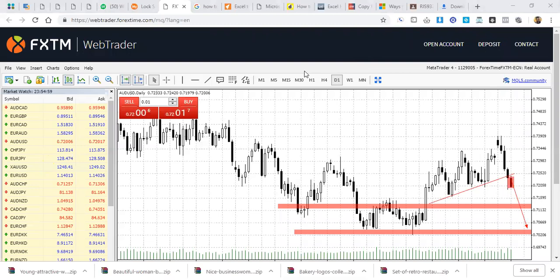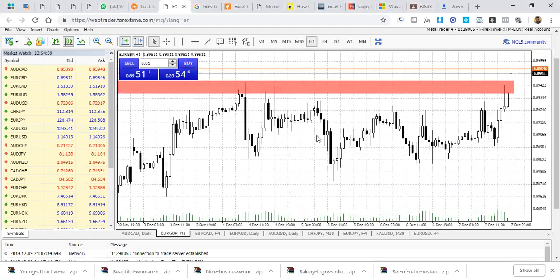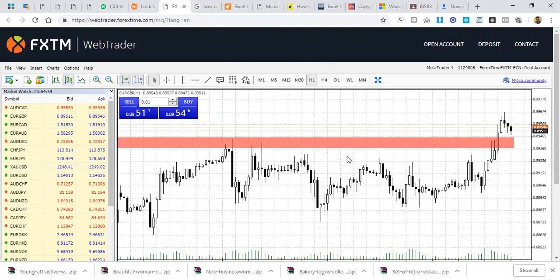Another pair we're going to look at is Euro GBP. And guys, Euro GBP has been my favorite for this week. It gave me a lot of pips. I mean it, Euro GBP has been my favorite because it's been like the easiest pair to trade for some reasons.